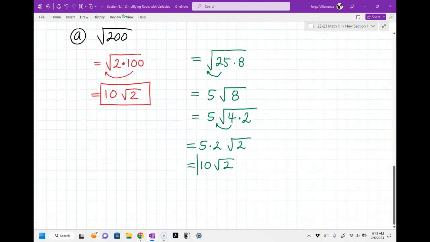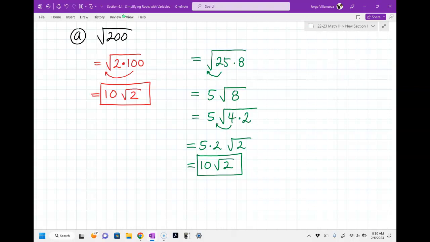Now notice this answer matches the one that we had before. The only difference is the amount of work, right? So it's not like there's only one right answer. You can pick any number to break stuff down by. But if you're able to pick the best number, the biggest number to break it down by that has a square root, then that's going to make things easier on you. So 2 times 100 was perfect because 100 has a square root and 2 does not, so we're done right away. But you could have picked 25 times 8. You could have picked 50 times 4. There are other options you could have done, and you still would have gotten the same answer, just maybe more work.